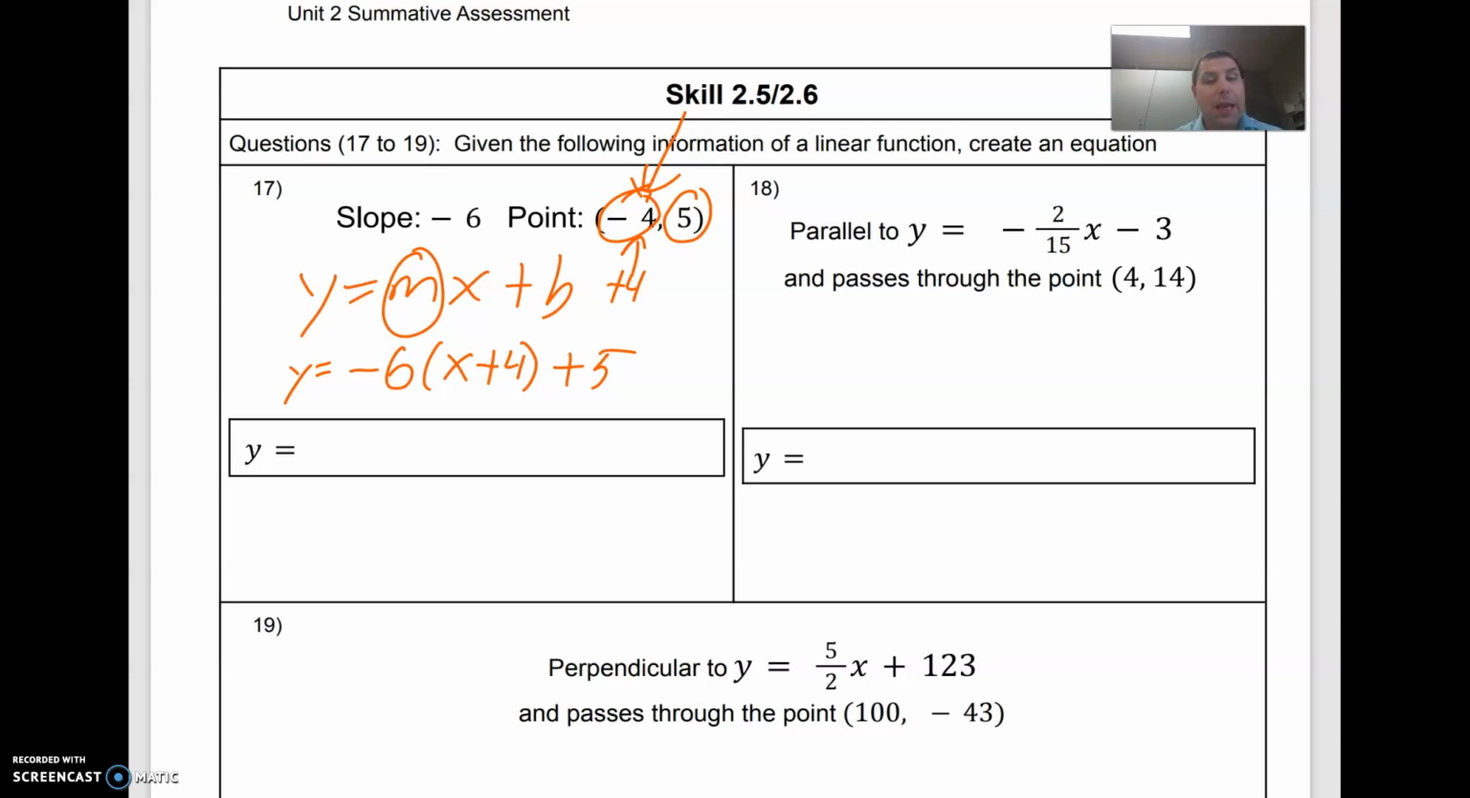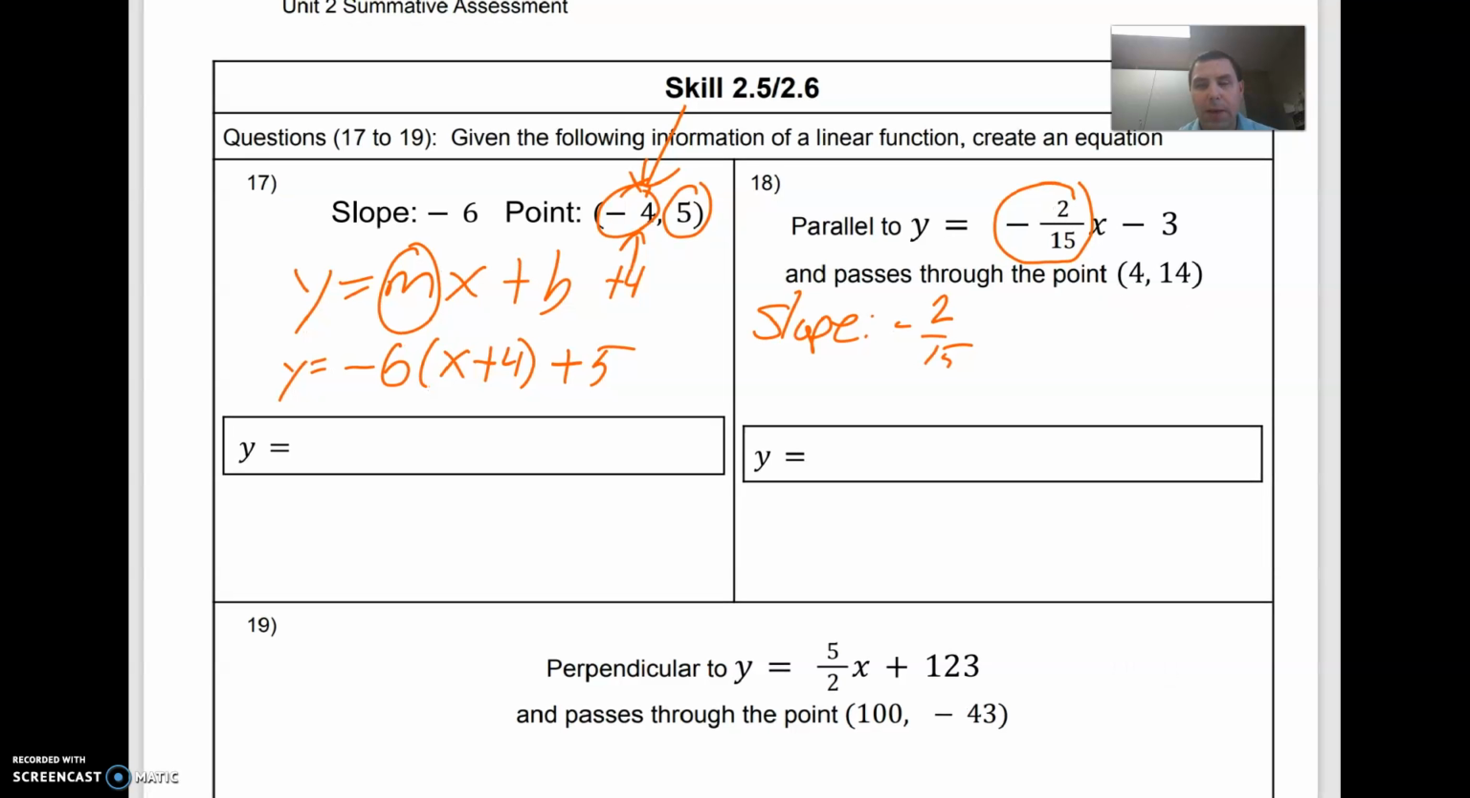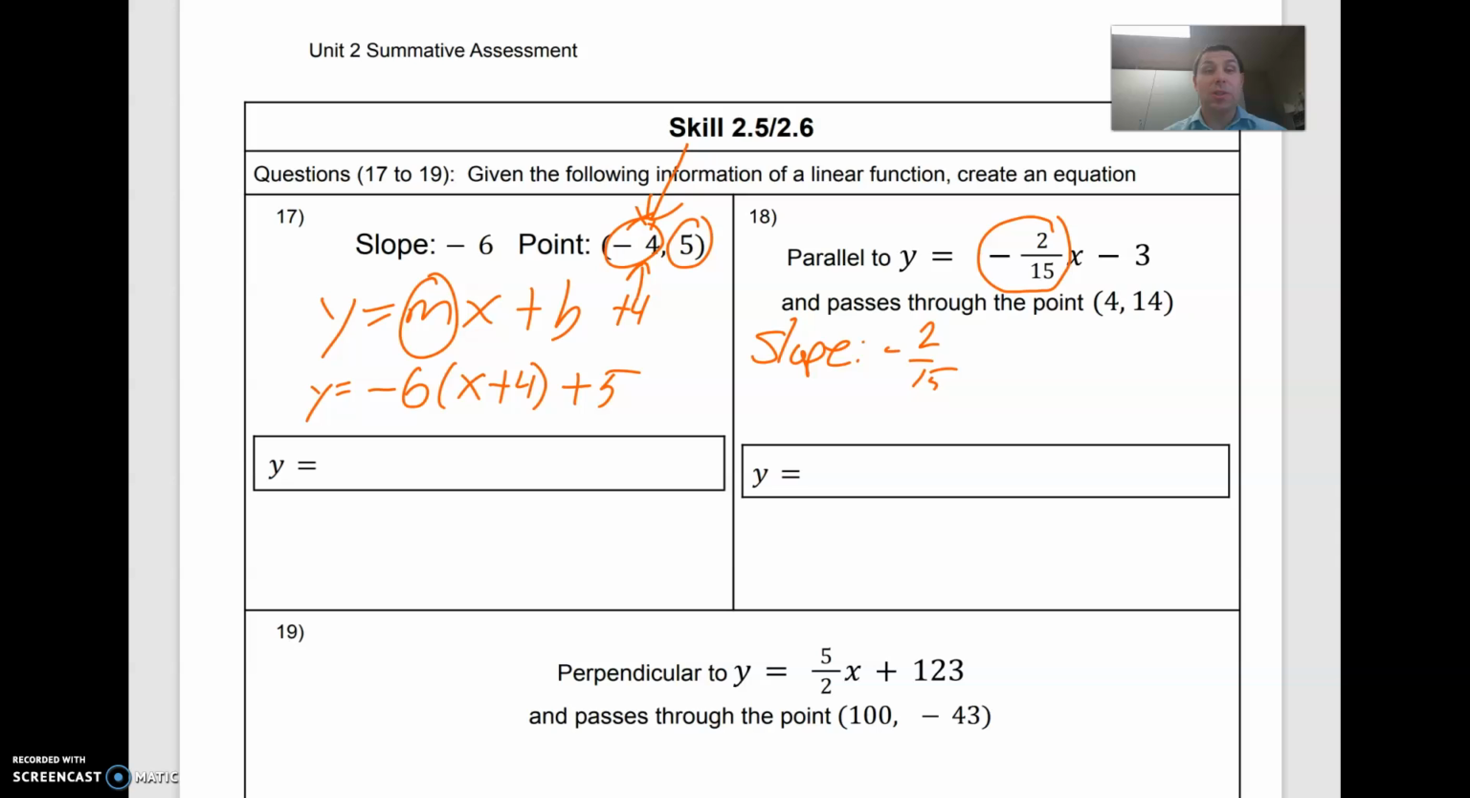Okay, so now if we go to 18, notice they said we want the equation of a line that's parallel. If something's parallel, that means it has the same slope. So if I look at this equation, I can identify which one is the slope. It's going to be the -2/15. So my slope will be -2/15. And then they say it has to pass through this point, 4, 14. Well, really, that question just became question 17, because now I know the slope, and now I need the point. So all I need to do is, once again, start with the slope, -2/15.